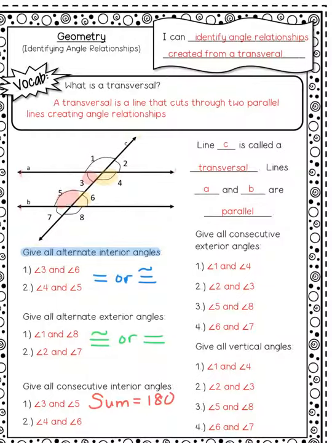Okay, next, it says to give all of the consecutive exterior angles. I'm crossing this out because the answers they gave us here are wrong, so we're ignoring them. And I've taught geometry, and we don't do a lot with consecutive exterior angles. So finally, we're going to look at the last one, which is the vertical angles.